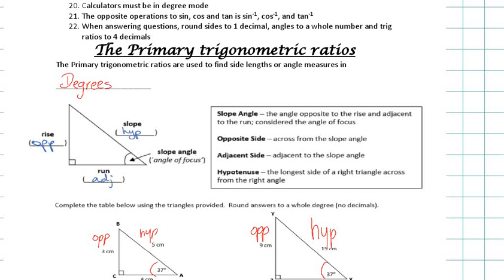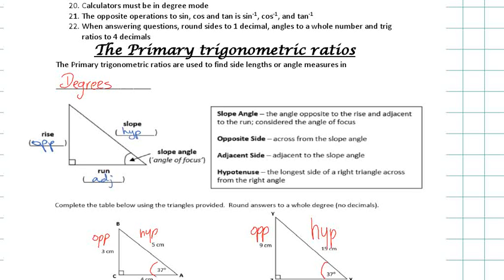So the primary trigonometric ratio, you're going to have to remember that word, or that sentence, or these three words. Primary trigonometric ratio. They refer to sine, cosine, and tan, okay? So anytime I'm trying to solve in a right angle triangle only, anytime I'm trying to solve for a side or for an angle, I'm going to be using these primary trigonometric ratios, okay?